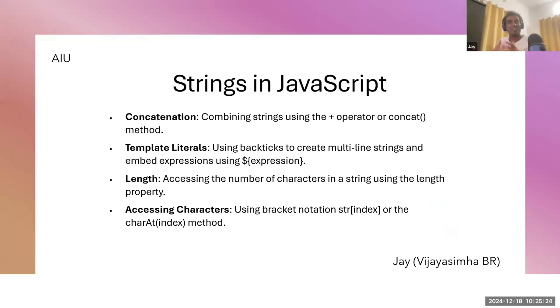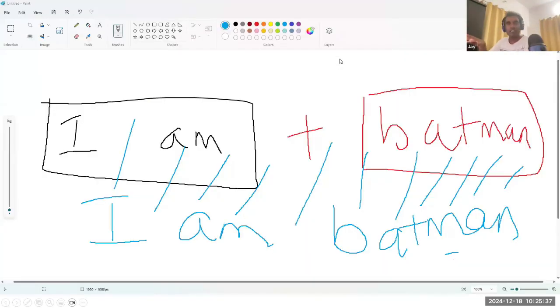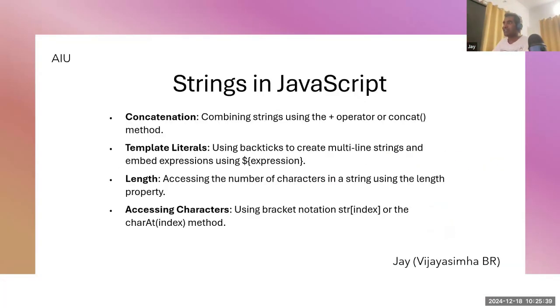Then there's accessing characters. So you have to manipulate individual letters, which we do in arrays already. For that, we can use the square bracket notation. So you'll see that in the example code. So these are the main things about strings.